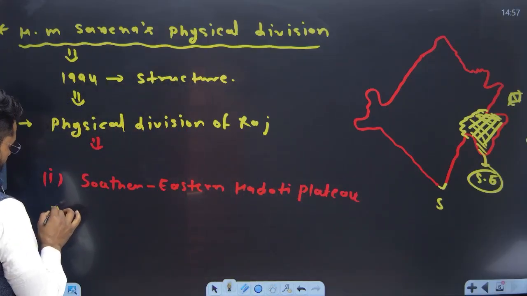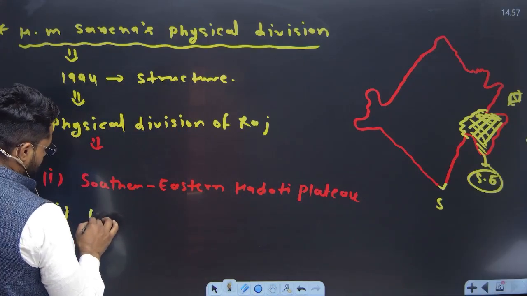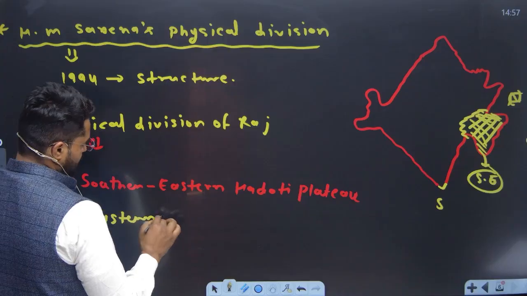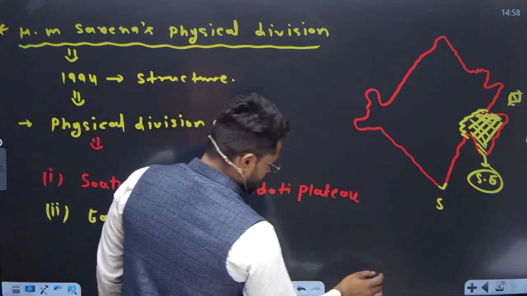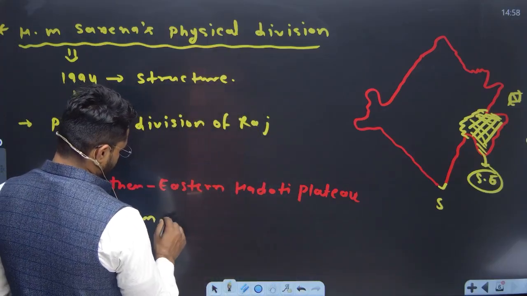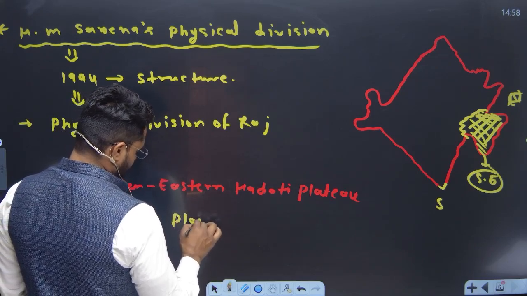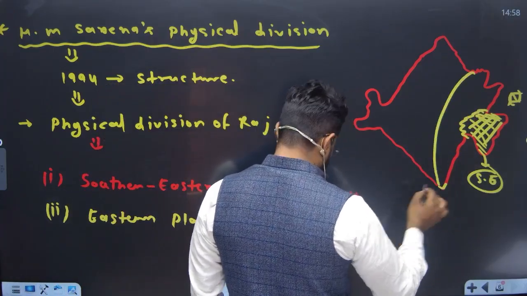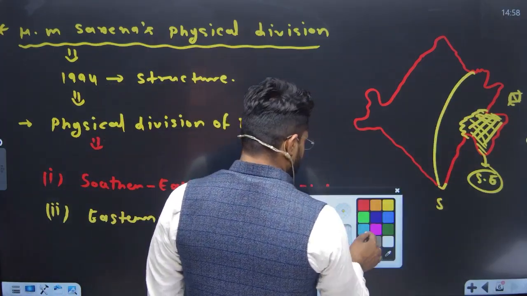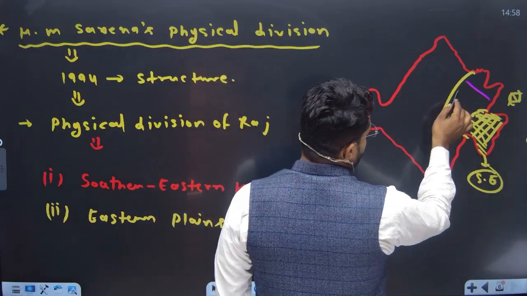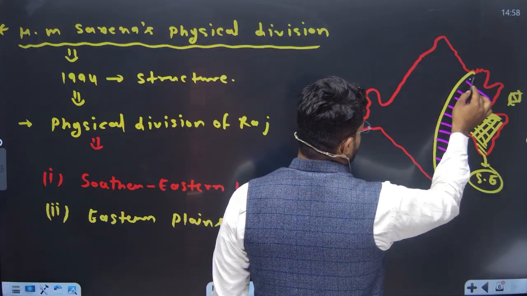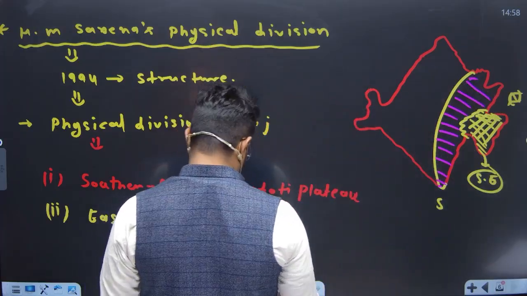Second, dear student, eastern plains. This part of Rajasthan is all made from rivers and sand, so it is known as the eastern plains of Rajasthan.